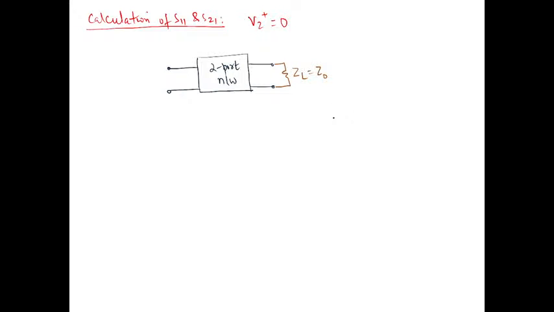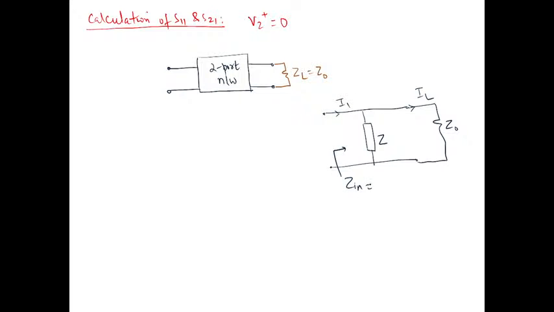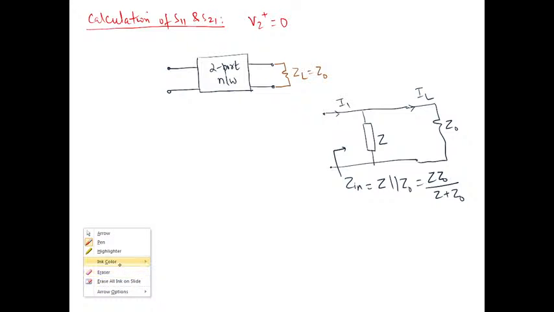Now our two-port network is simply a shunt arm, and its impedance is equal to Z. If we are terminating it with Z0, now this will be IL, this will be I1, and this is Zin. Now what will be Zin? Zin is simply Z in parallel with Z0, so this is equal to Z Z0 upon Z plus Z0. So we can easily calculate S11. What will be S11?